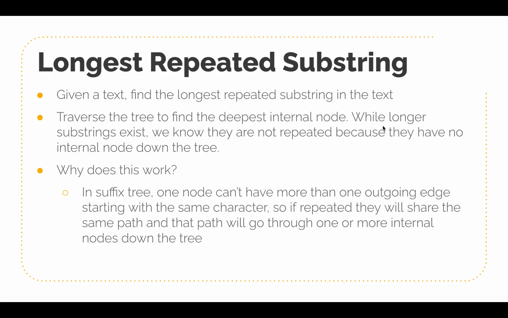For our next application, we have longest repeated substring. To do this, we traverse the tree to find the deepest internal node. While longer substrings exist, we know they are not repeated because they have no internal node down the tree. Why does this work? Well, in a suffix tree, one node can't have more than one outgoing edge starting with the same character. So if repeated, they will share the same path, and that path will go through one or more internal nodes down the tree.